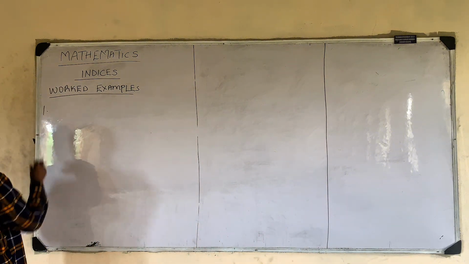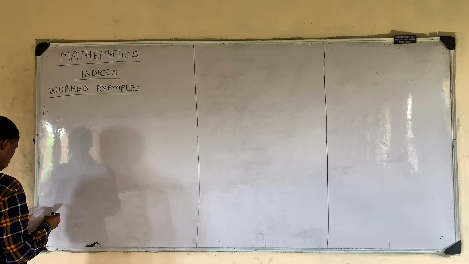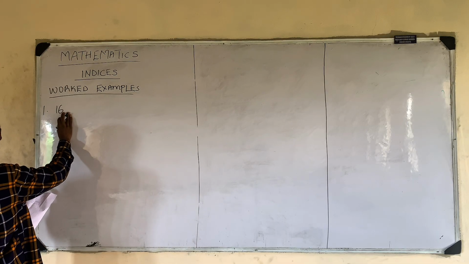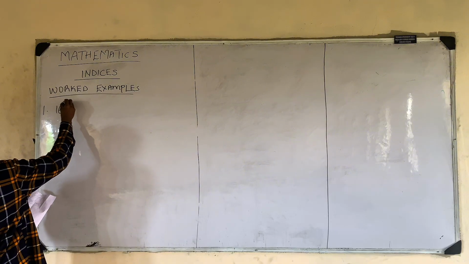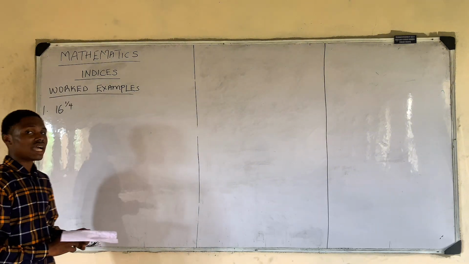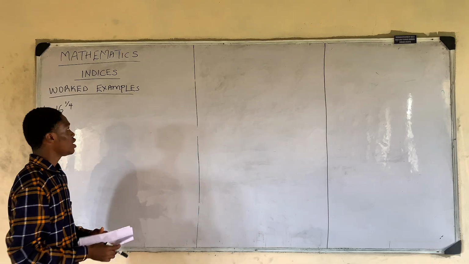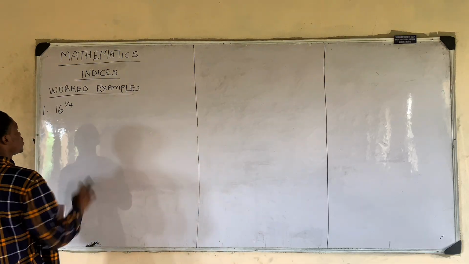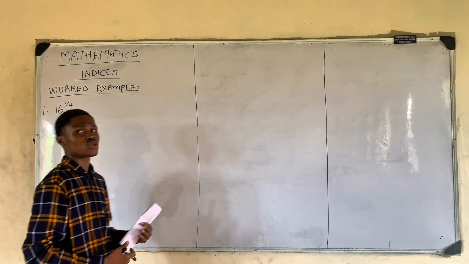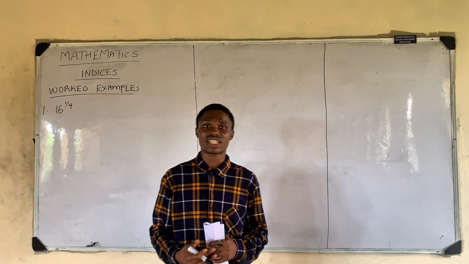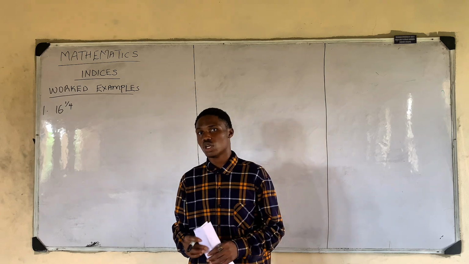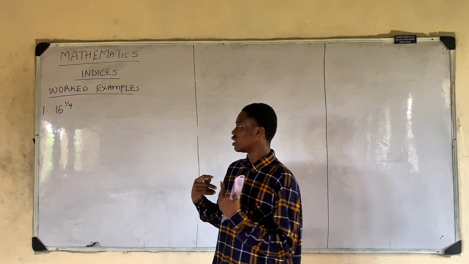The first one I have here is 16 to the power of 1 over 4. Here we are to apply the laws we have learned so far. Now this is what? Fractional indices. Most times they will ask you to solve questions without using a calculator or a 4-figure table.